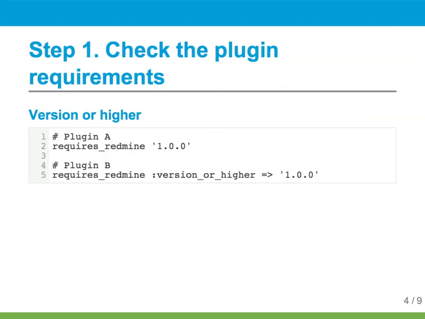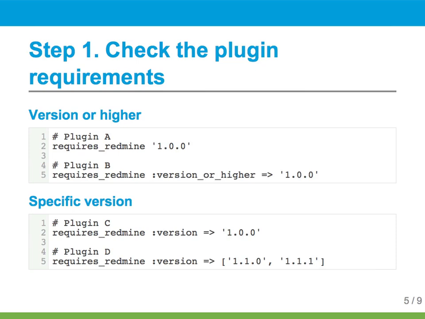The first way is what's called the version or higher requirement. The vast majority of plugins use this method, as well as 90% of my own plugins. This basically means that the plugin will work on this version of Redmine or higher. In this example, both plugin A and plugin B require Redmine 1.0.0 or newer. So 1.0.1, 1.1.0, 2.0, etc. and the like will keep working.